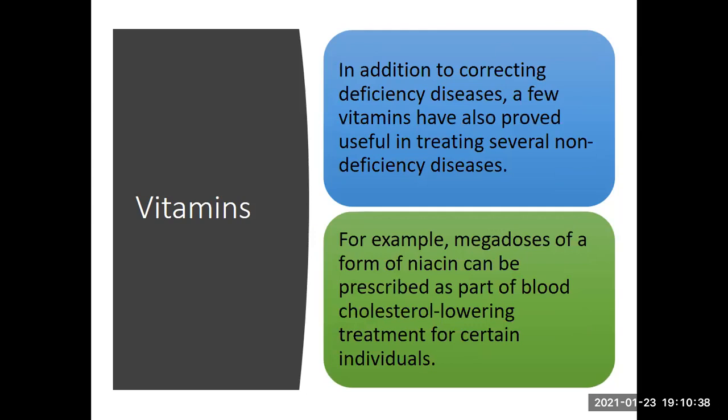In addition to correcting deficiency, a few vitamins have also proved useful in treating several non-deficiency diseases. يعني مثل ما انه الفيتامينات مهمة لتعويض النقص اللي يصير بالجسم، بعض الفيتامينات يمكن استخدامها لعلاج الأمراض مثل hypercholesterolemia or hypertriglyceridemia as a cholesterol lowering agent. Niacin in large doses, mega doses, can be used as a lipid lowering agent.